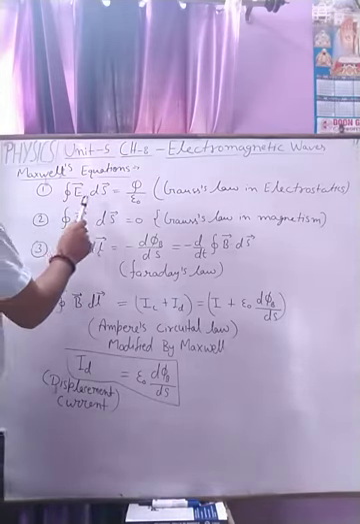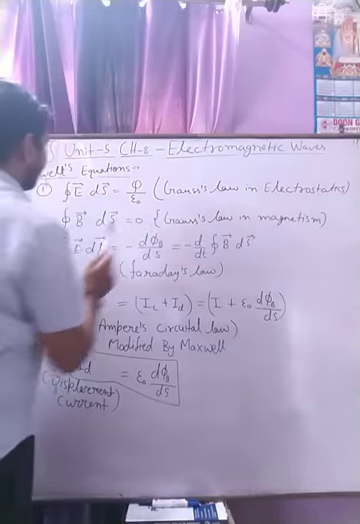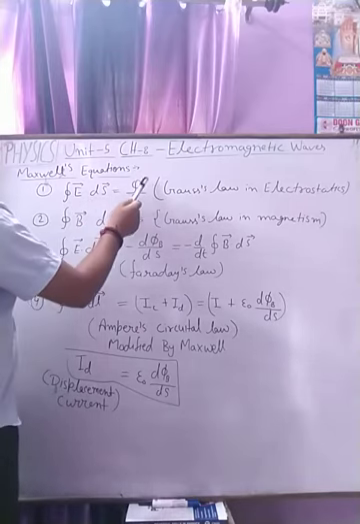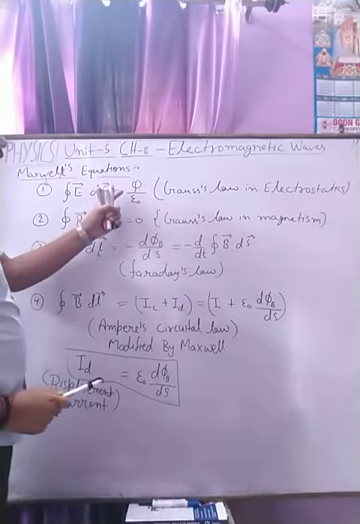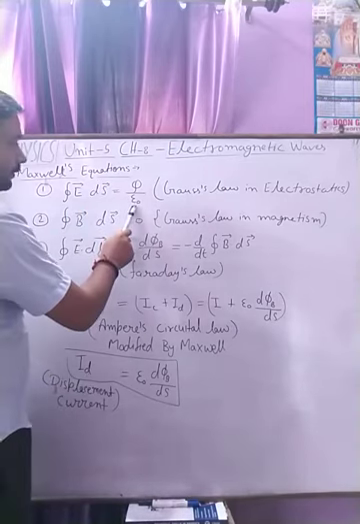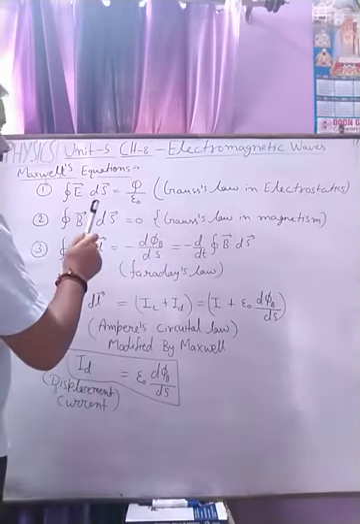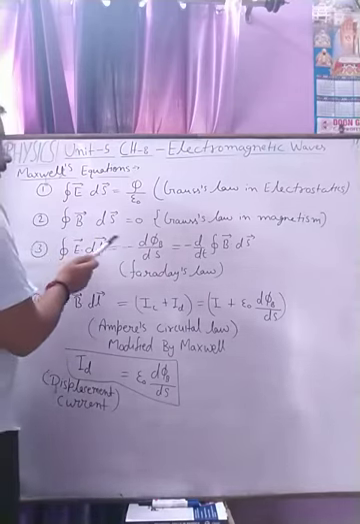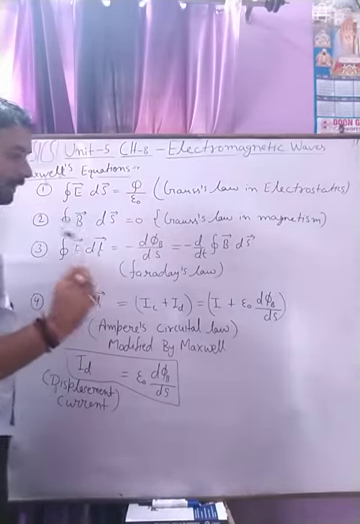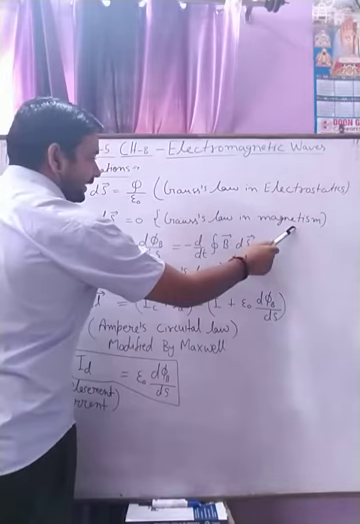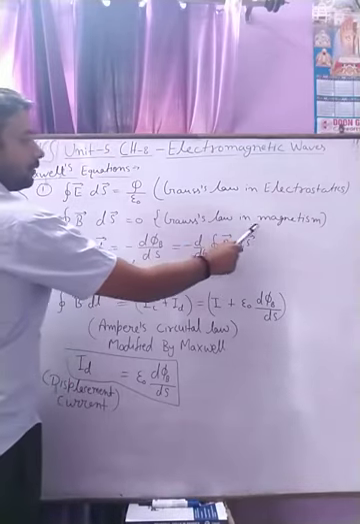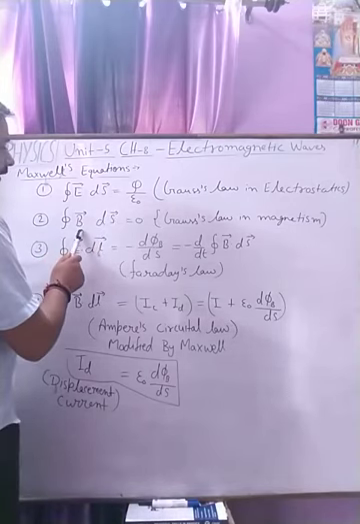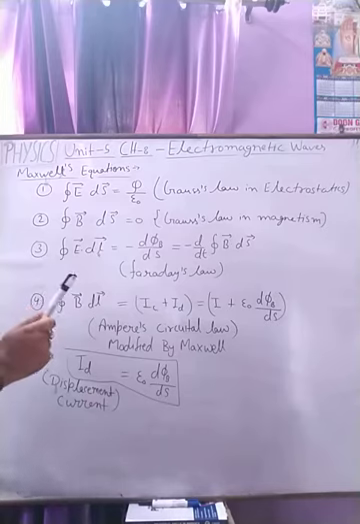One is Gauss's law in electrostatics, that is the surface integral of electric field is always equal to the total charge enclosed by the surface divided by epsilon naught, the permittivity of free space. Next, Gauss also gave an equation related to magnetism, which is known as Gauss's law in magnetism. It is the surface integral of magnetic field is always equal to 0.